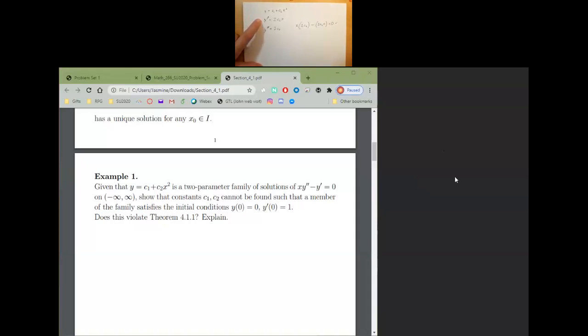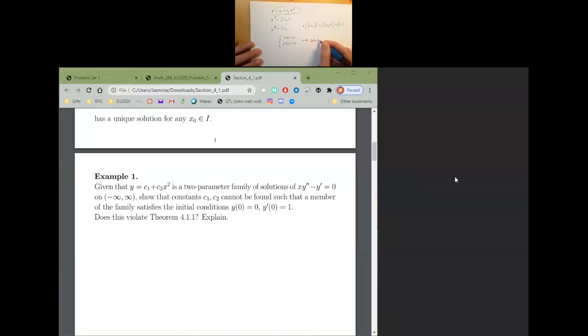But this problem specifically is saying, show that constants cannot be found such that this also satisfies y of 0 equals 0 and y prime of 0 equals 1. So what I am trying to do here in answering this question is saying, take this equation y and figure out whether we can also add the stipulations y of 0 equals 0 and y prime of 0 equals 1.